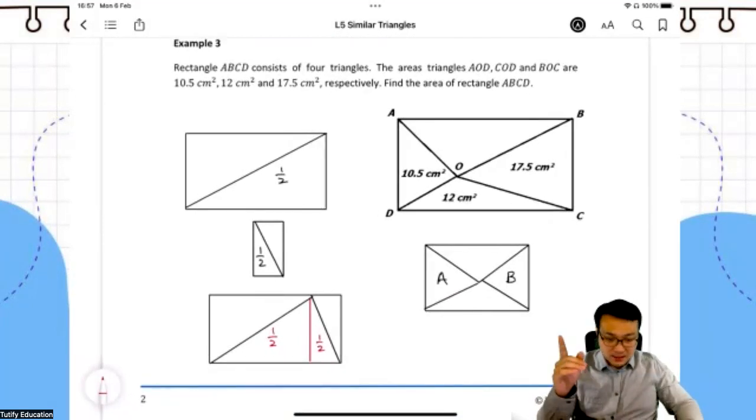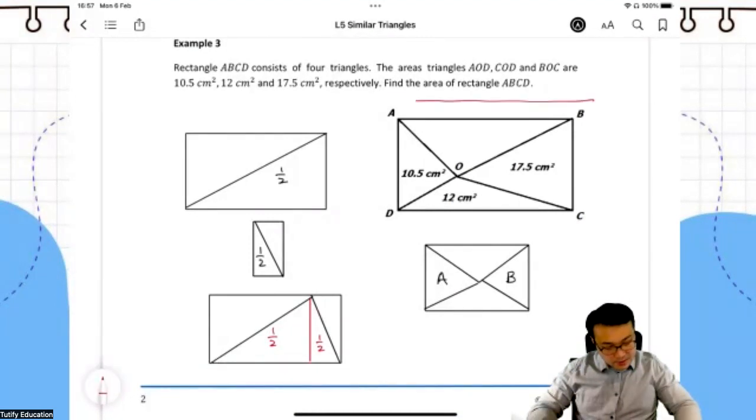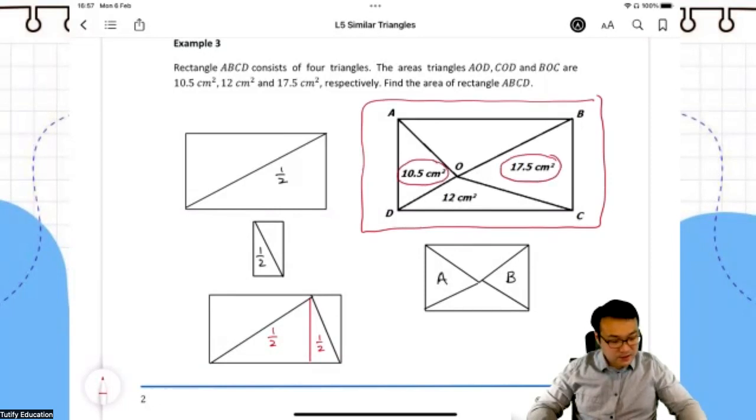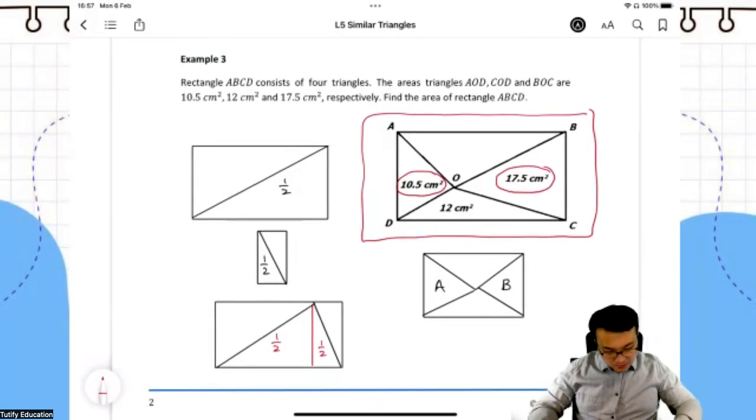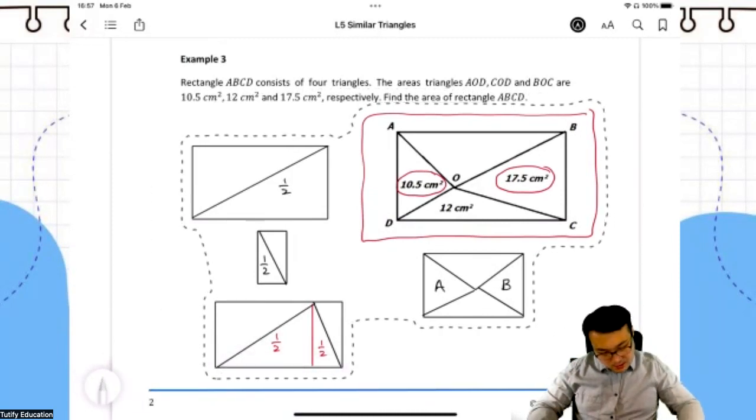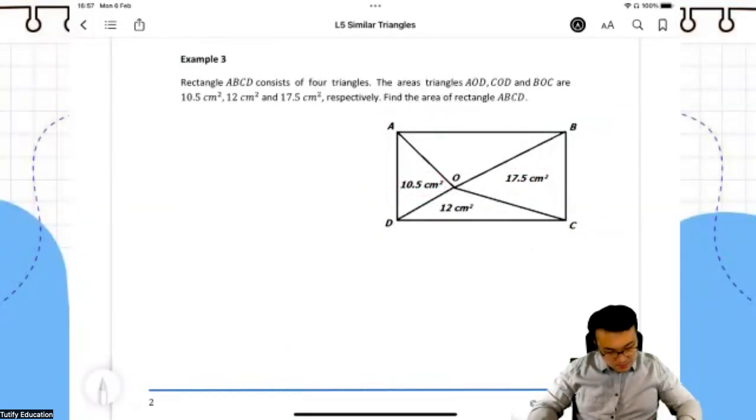So Malcolm, if I say A plus B is half of the entire rectangle, now you look at the diagram here. 10.5 plus 17.5. What would that give you? Half of the entire rectangle, right? Do you think you can find the answer for this question? Okay, I'll give you 1 minute. Okay, students, everybody take 1 minute. Can you all please write down the answer in the chat? What is the area of the rectangle ABCD?